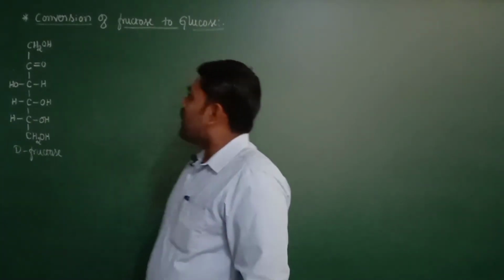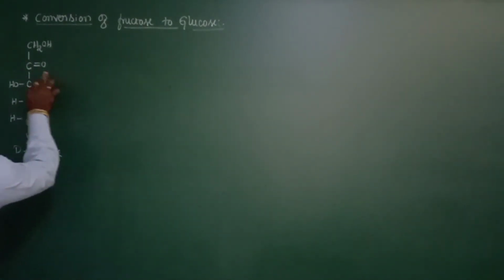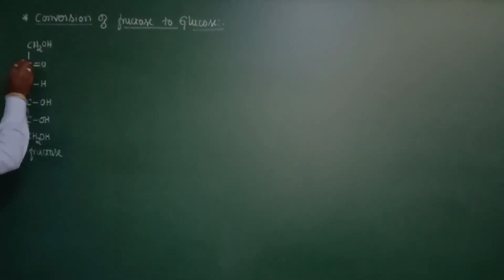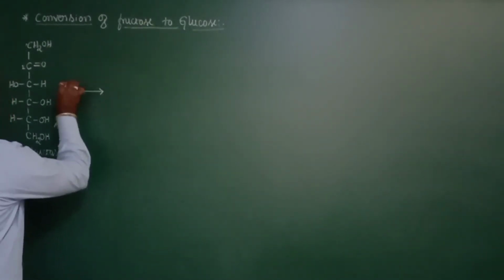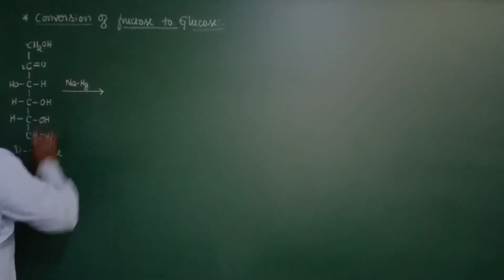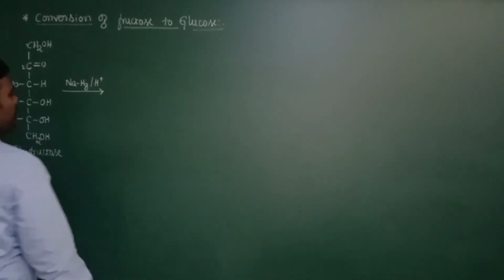Let us see the way of conversion of fructose into glucose. In order to convert a fructose molecule into glucose, first we need to change this carbonyl group at position number 2 to H and OH. That means we need to reduce the system. So for the reduction purpose, we shall have a reducing agent, sodium amalgam, so that reduction can be done.